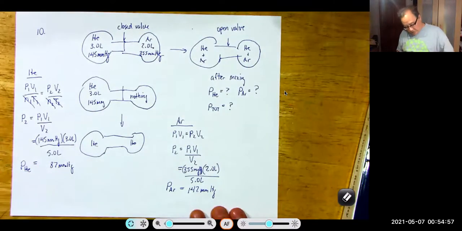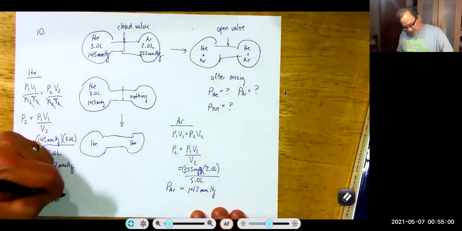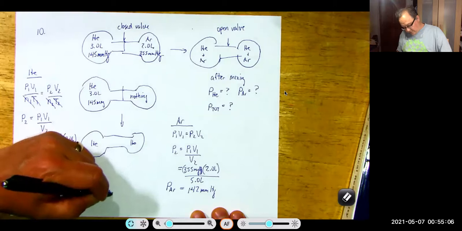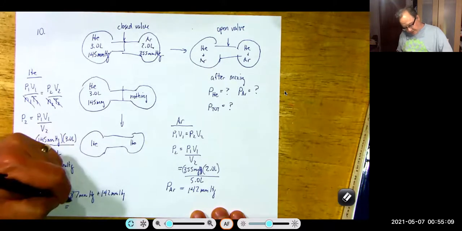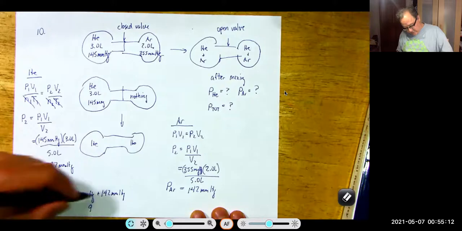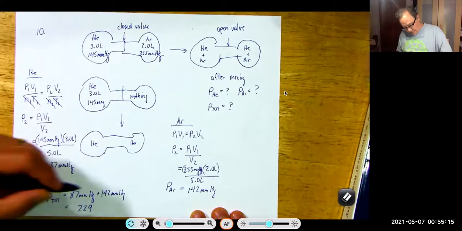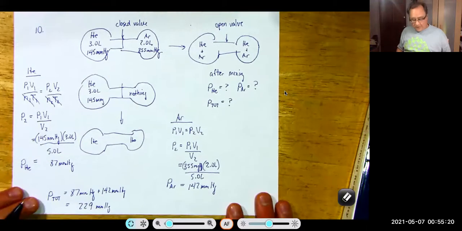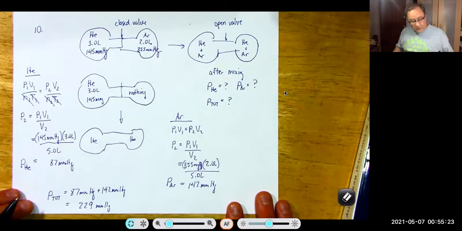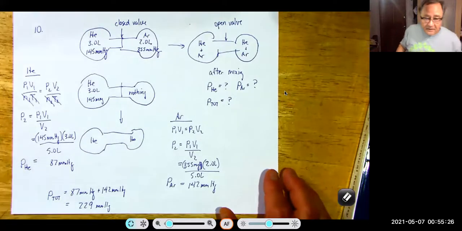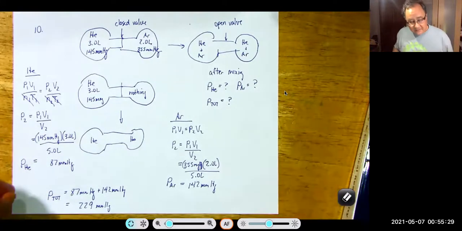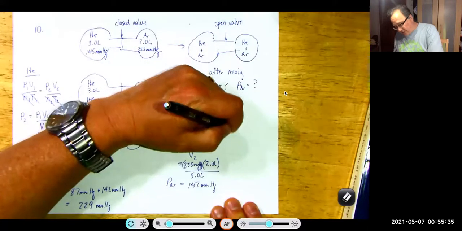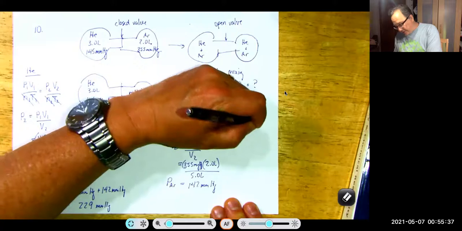So what is the pressure total? Well, the pressure total is 87 millimeters of mercury plus 142 millimeters of mercury, which puts us at 212 millimeters of mercury. So this problem seems like a tougher problem than it really is. You just treat each gas as if it were the only thing in there, find out its new pressure, and then you add all the pressures together because of Dalton's law, which says the pressure total is equal to the pressure of the individual gases.